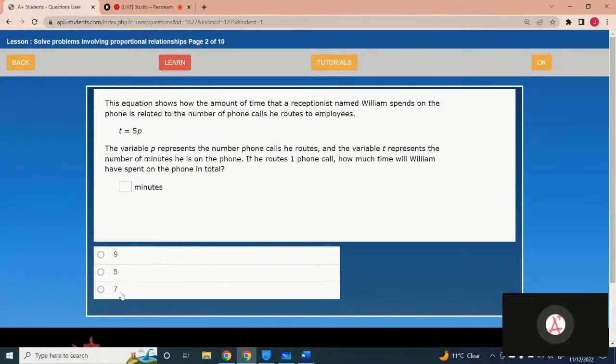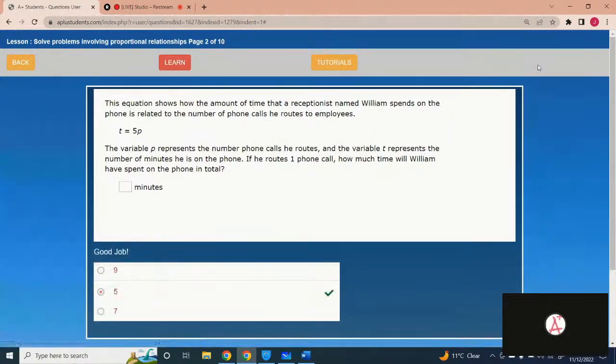Very good, Demi. It is 5. Just select the correct option and then click on the OK button.